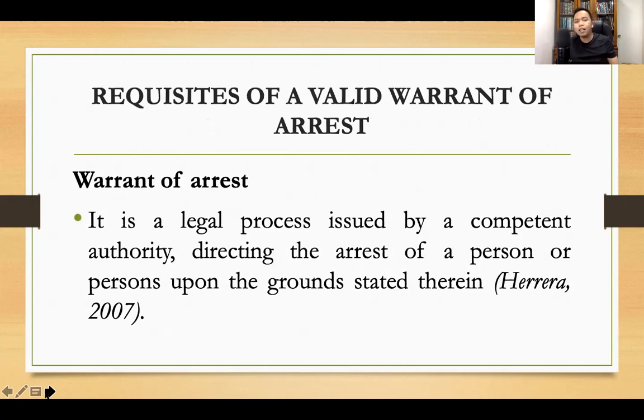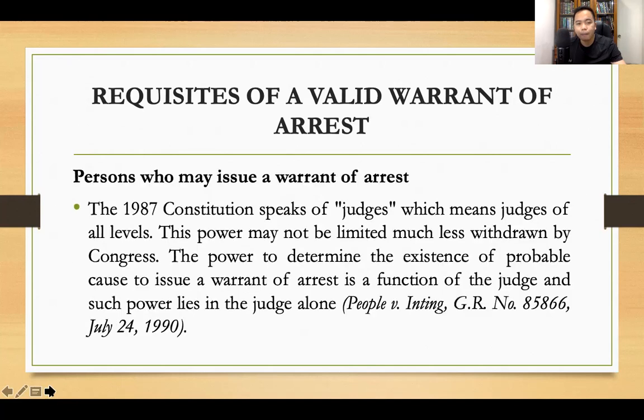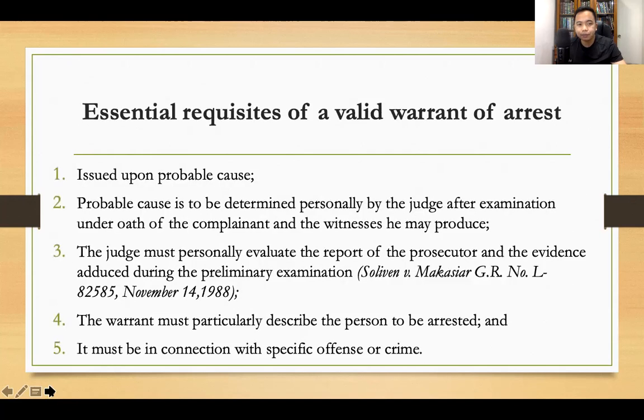Now, what is a warrant of arrest? It is a legal process issued by a competent authority directing the arrest of a person or persons upon grounds stated therein. So these are the requisites of a valid warrant of arrest. Now, only the judge can issue a warrant of arrest. Okay? Now, what are the essential requisites of a valid warrant of arrest?